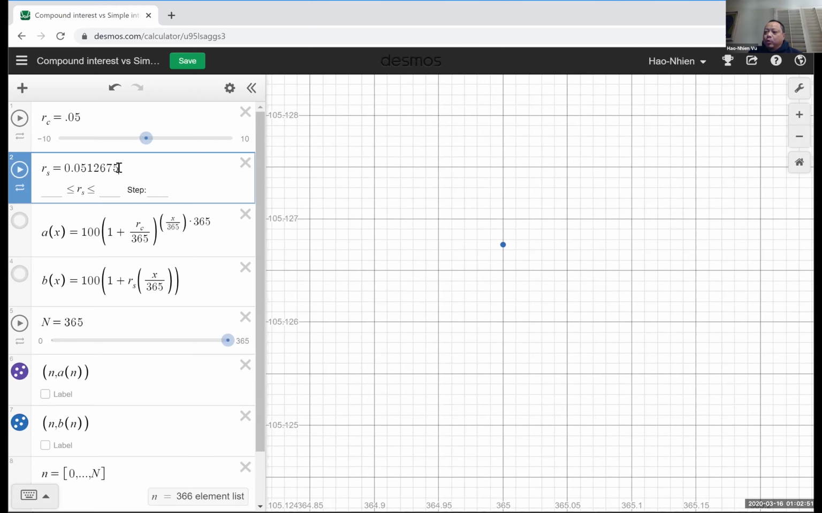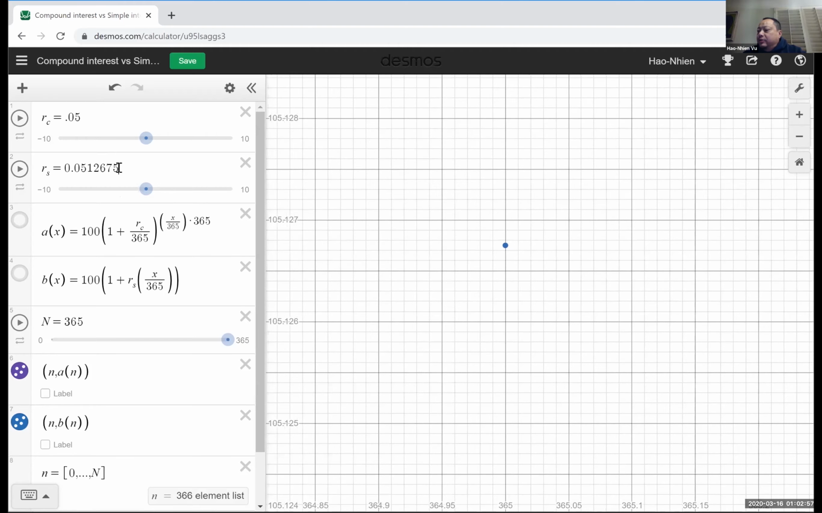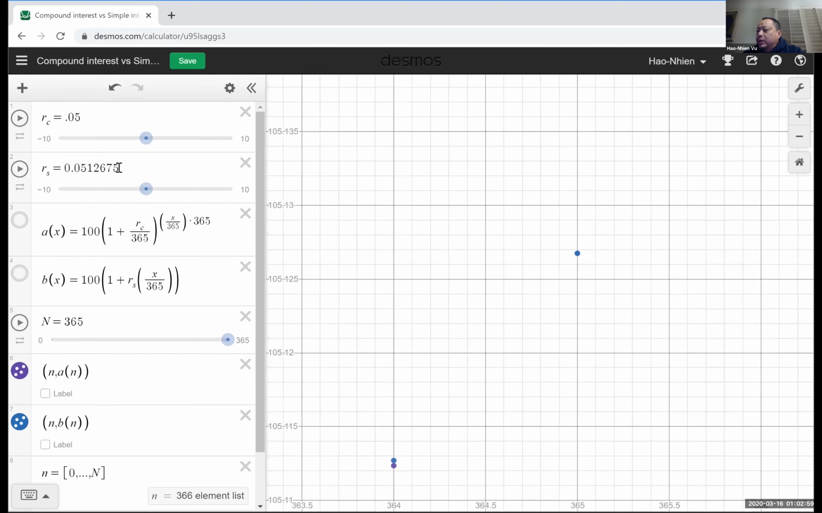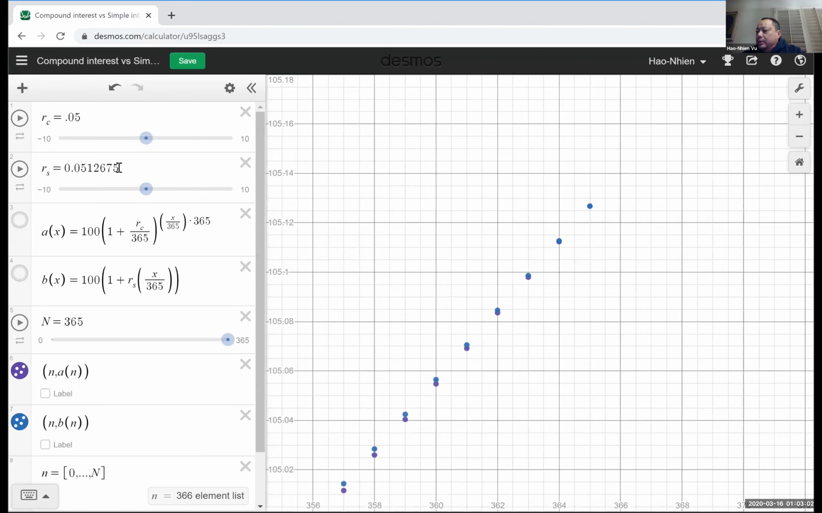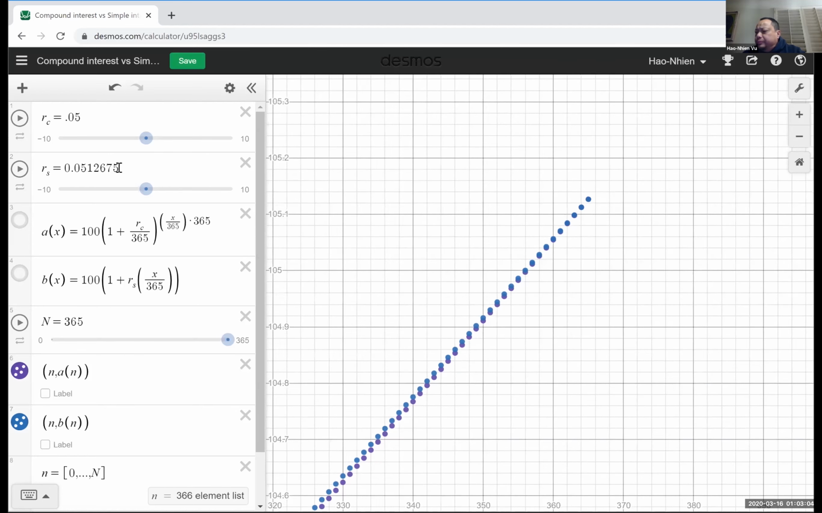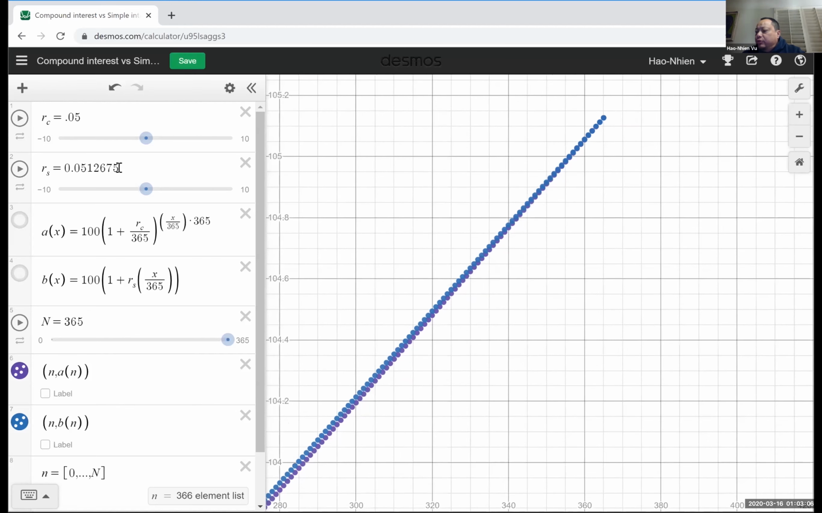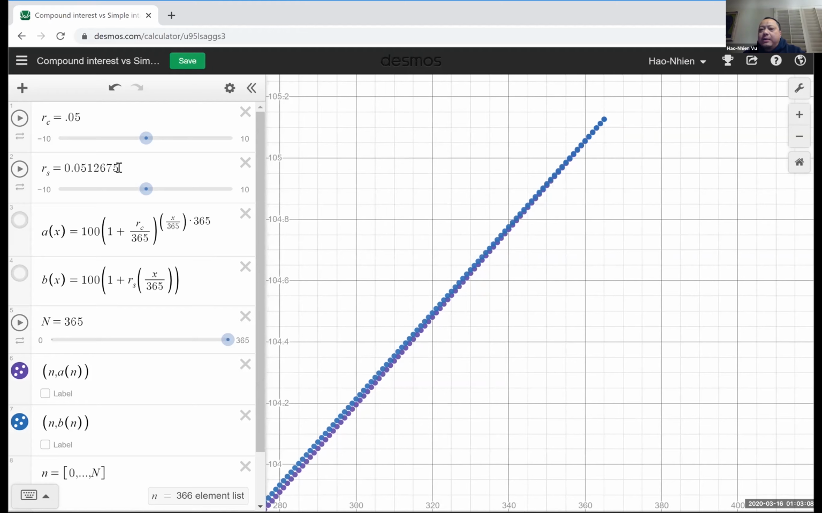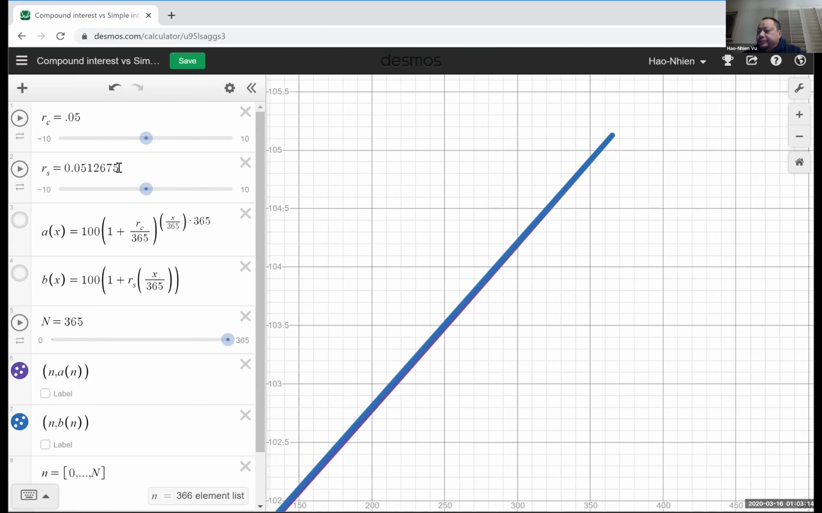going to be around 0.0512675, etc. Okay, and that is the APY that would allow the blue simple interest to arrive at the same balance as the purple compound interest after 1 year.